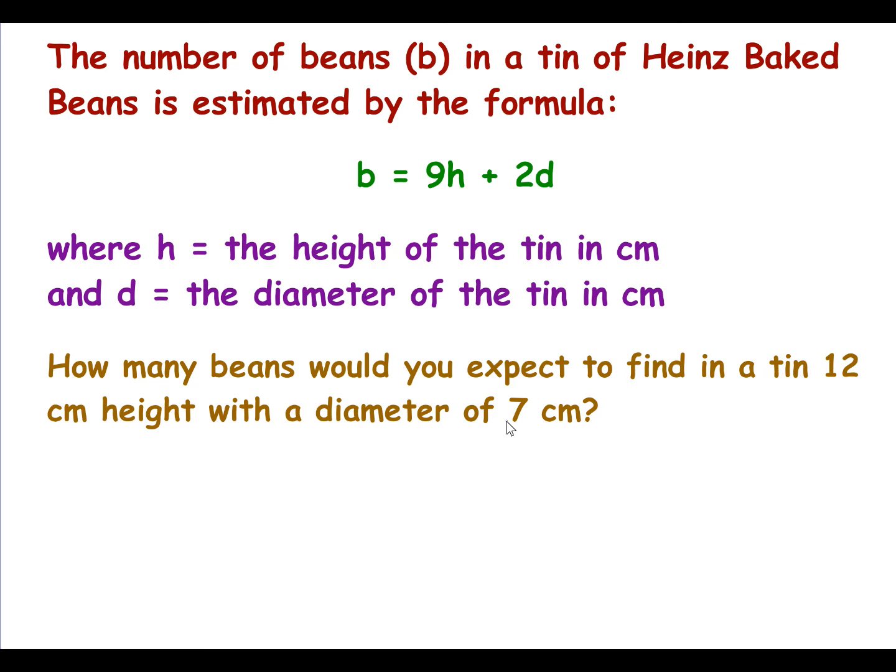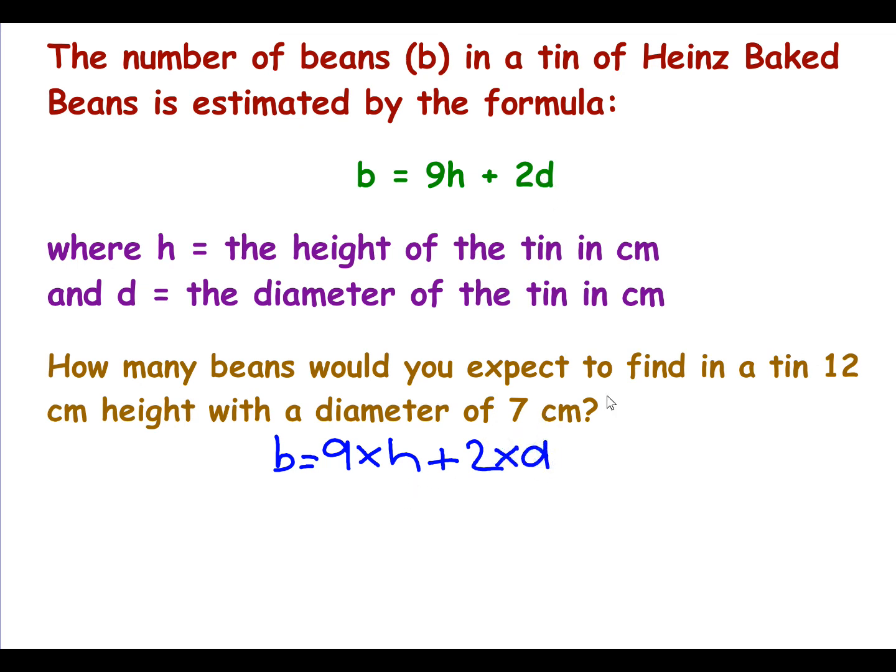The number of beans, B, in a tin of Heinz Baked Beans is estimated by the formula B equals 9H plus 2D, where H is the height of the tin and D is the diameter of the tin. So how many beans would you expect to find in a tin that is 12 centimeters high and a diameter of 7 centimeters? So we know that the number of beans is equal to 9 next to the H means times H plus 2 times the diameter, D.